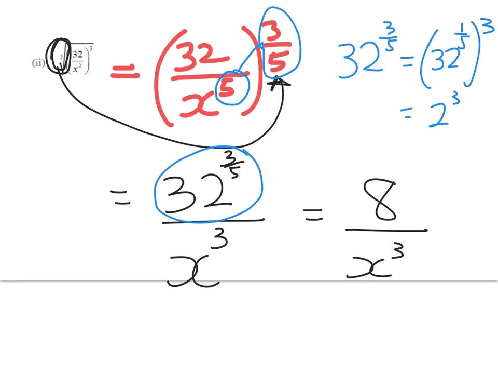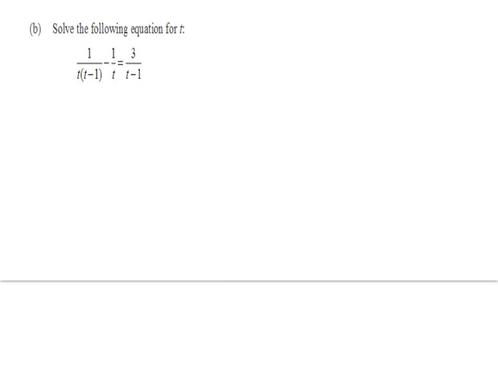Alright, now on to part B. Okay, the last part of this video, solve this algebraic fraction equation. So let's see what we're going to do with this. Well, I've got 1 over t times t minus 1, and I'm going to rewrite it like this. 1 over t plus 3 times t minus 1.